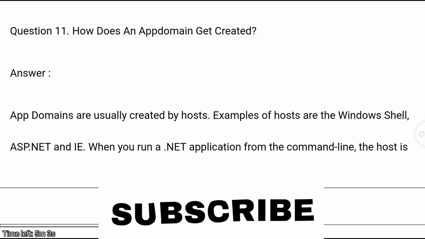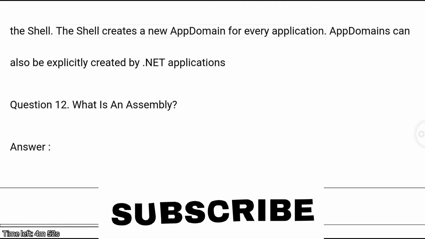Question 11. How does an AppDomain get created? Answer. AppDomains are usually created by hosts. Examples of hosts are the Windows shell, ASP.NET and IE. When you run a .NET application from the command line, the host is the shell. The shell creates a new AppDomain for every application. AppDomains can also be explicitly created by .NET applications.